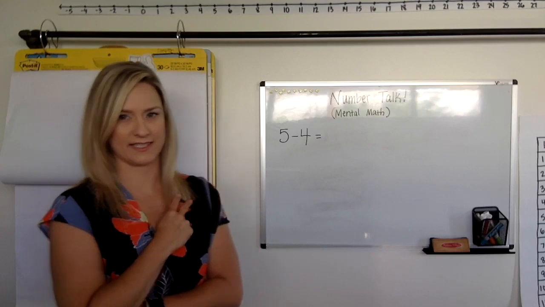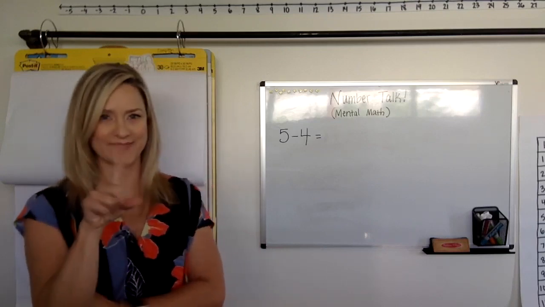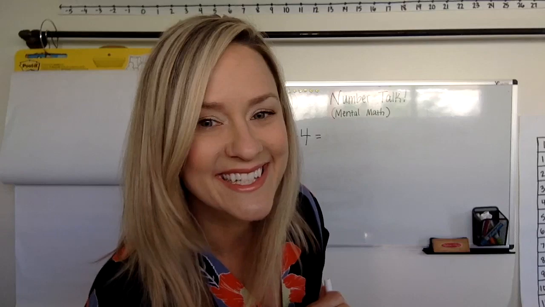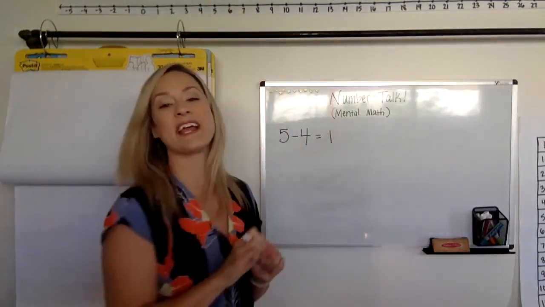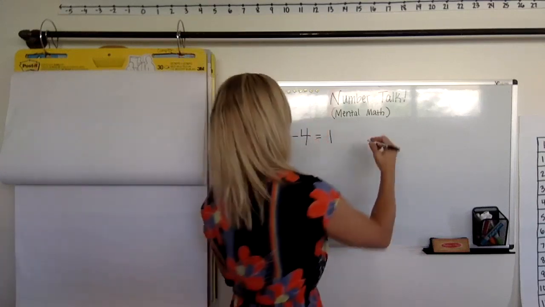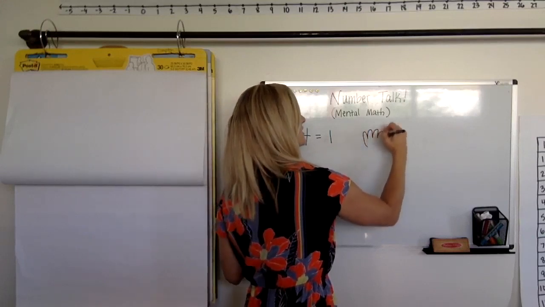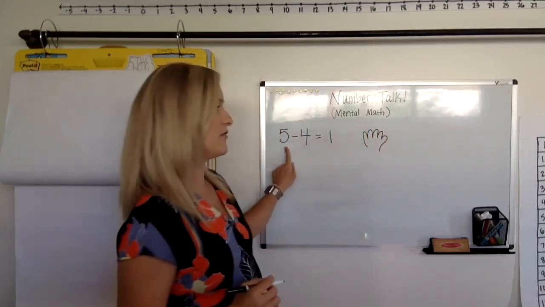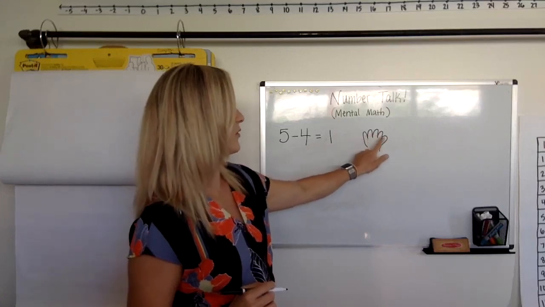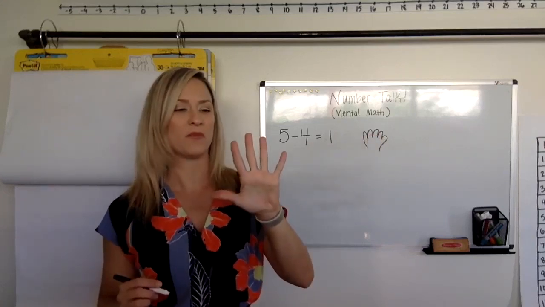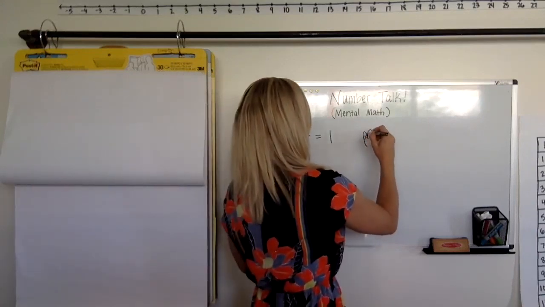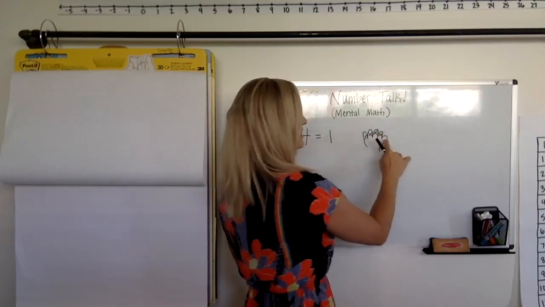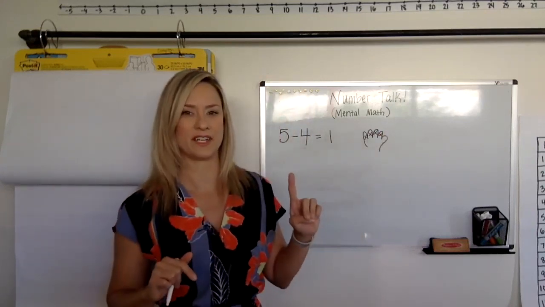I'm going to guess that you guys said 1 was the answer. Did I hear a 1 out there? Yeah, did I get it right? I think I did. Okay, so 5 minus 4 is 1. And I'm going to guess you were imagining your fingers. Okay, so let's see. 1, 2, 3, 4, 5. If you have 5 fingers and you take away 4 of them, 1, 2, 3, 4, you're left with 1 finger.